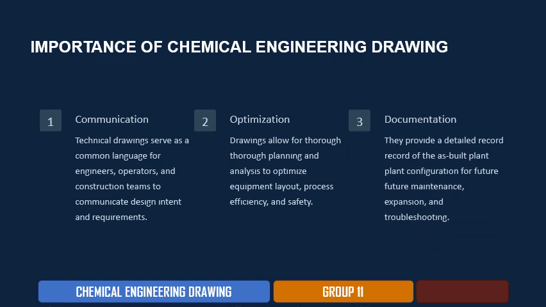Also, documentation. With a chemical engineering diagram of any plant we intend to bring into existence, there is a detailed record of the plant even before it is built, and after it is built, these records are maintained for us to go back so that we can further build on them, whether we want to expand or make adjustments when needed.